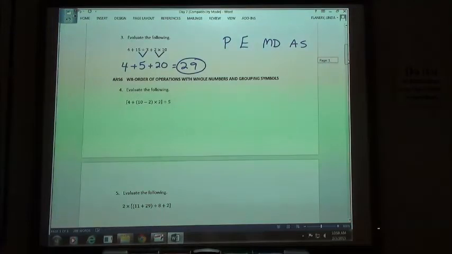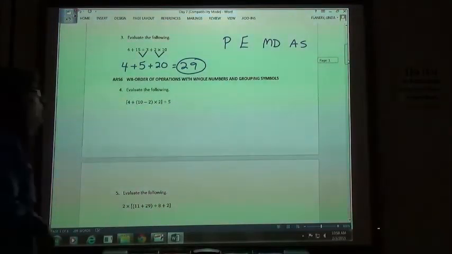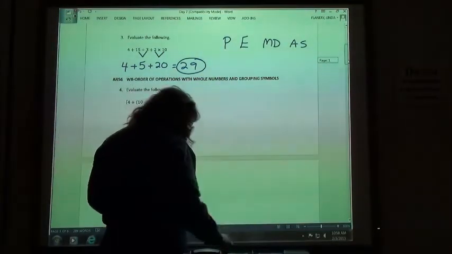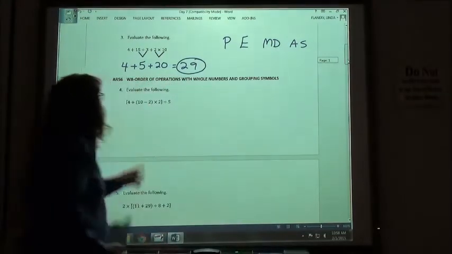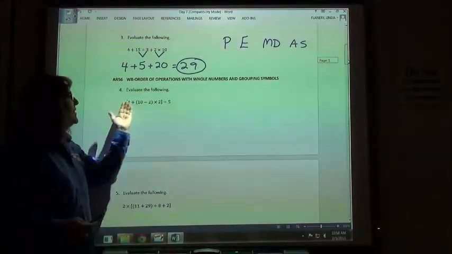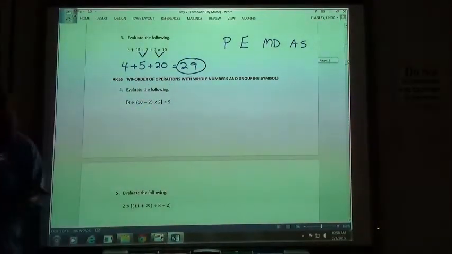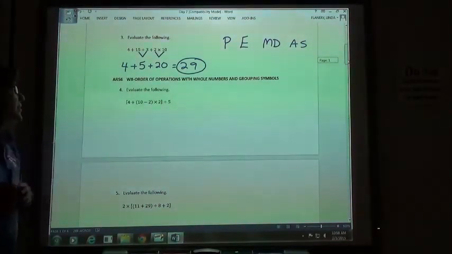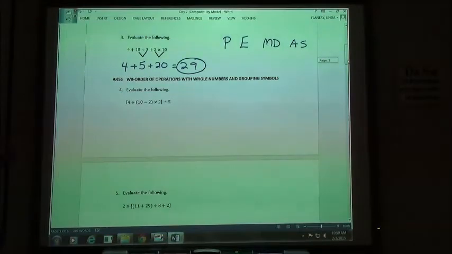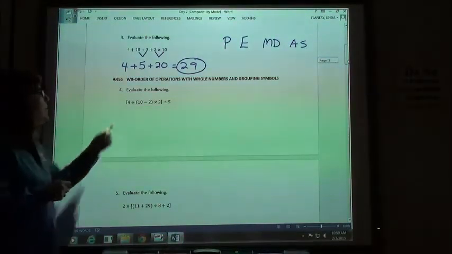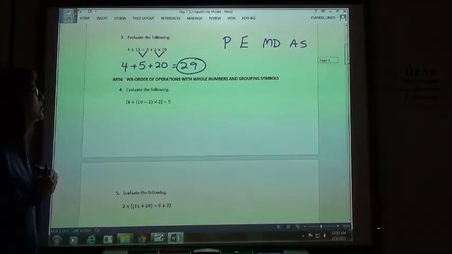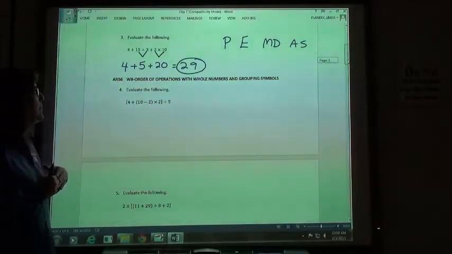Number 4, 5, and 6, we're still going to follow the order of operations, but now they're throwing in the grouping symbols, the parentheses. Now here, brackets and parentheses count as the same thing. On your calculator, you do use the parentheses for a bracket, but just to differentiate when they type it up, they use a bracket. Well, you always want to start in the inside most set of parentheses.